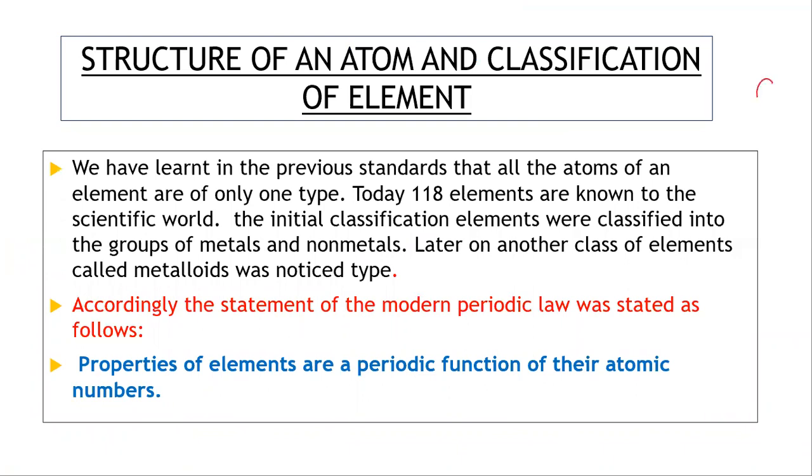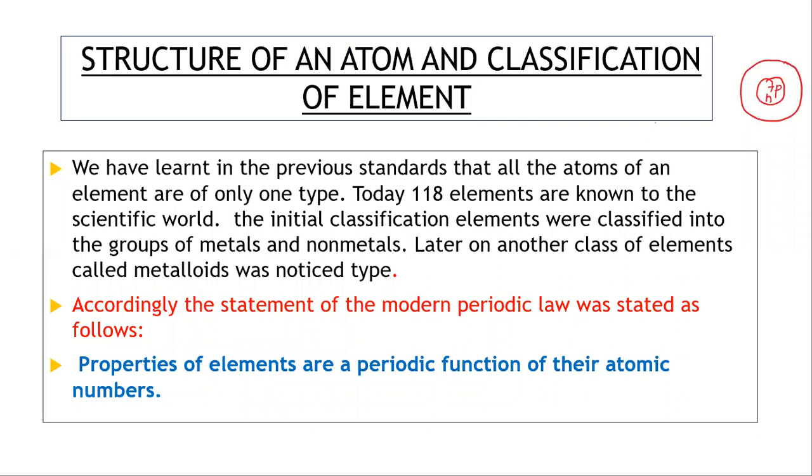An atom consists of a positively charged nucleus. It consists of protons and neutrons. Electrons are revolving around the nucleus in fixed paths called orbits. And we know the electronic configuration, which you have already learned.